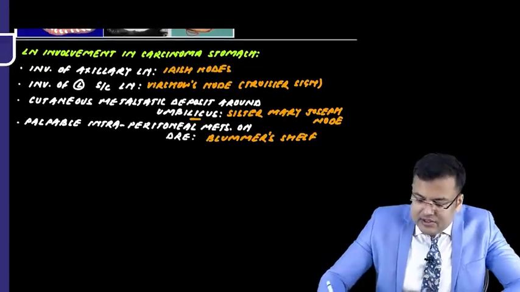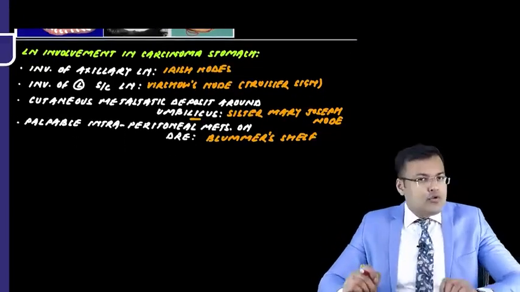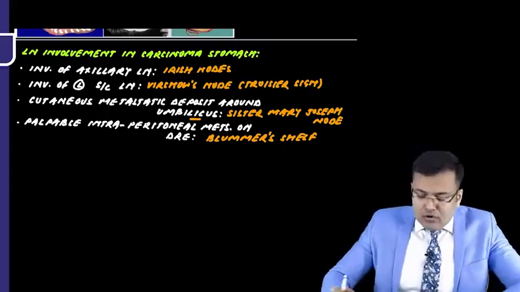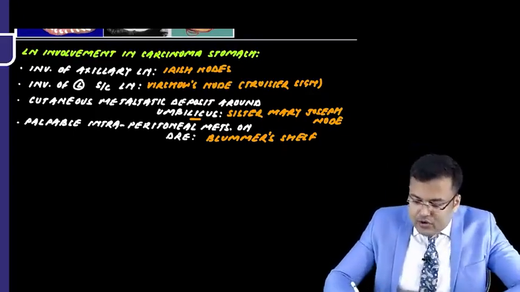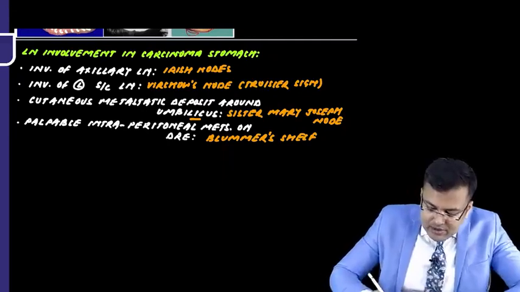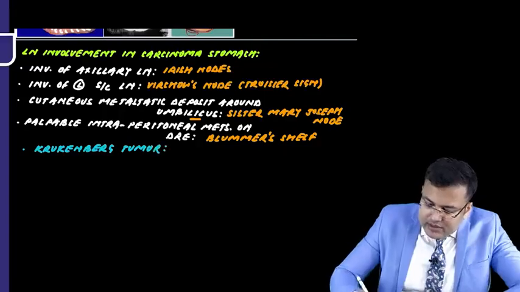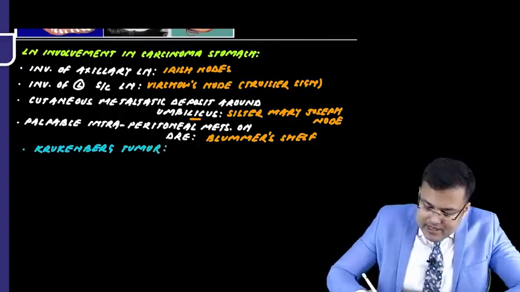There is another question which is asked frequently: what is Krukenberg tumor? So in carcinoma stomach, there is involvement of bilateral ovary, and that is what? That is Krukenberg tumor. Involvement of bilateral ovary is known as Krukenberg tumor.